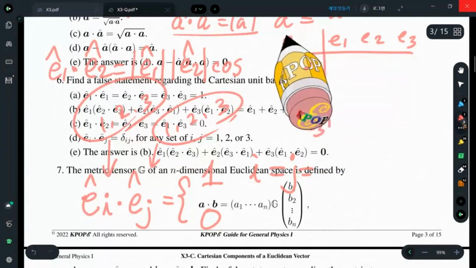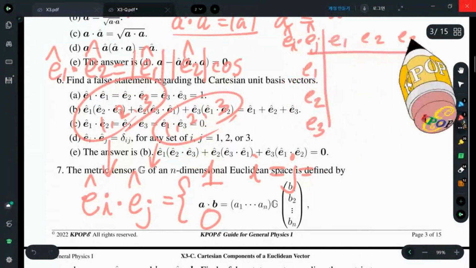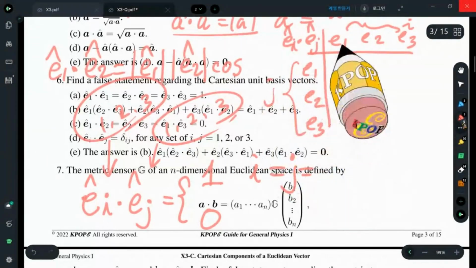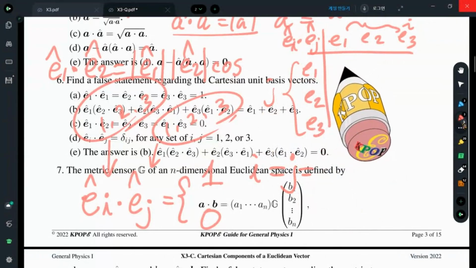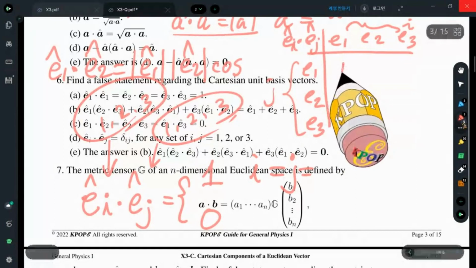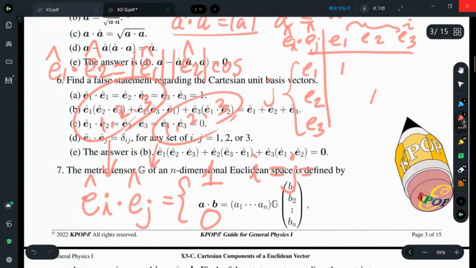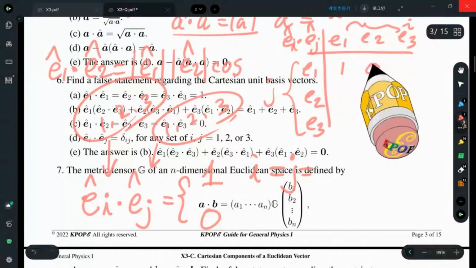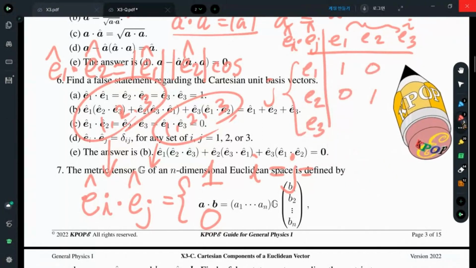And we write e_i hat dot e_j hat. So this represents i, this represents j. So tell me your answer. e1 dot e1, what is that? 1. The rest of the table: 1, 0, 0, 0, 1, 0, 0, 0, 1.